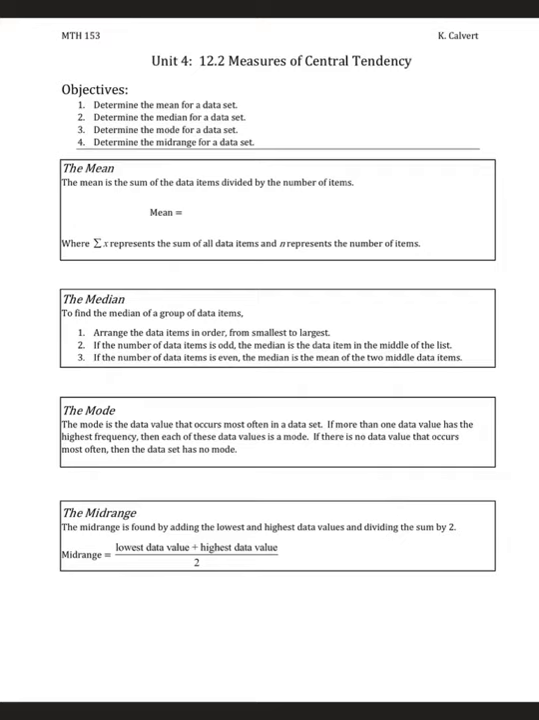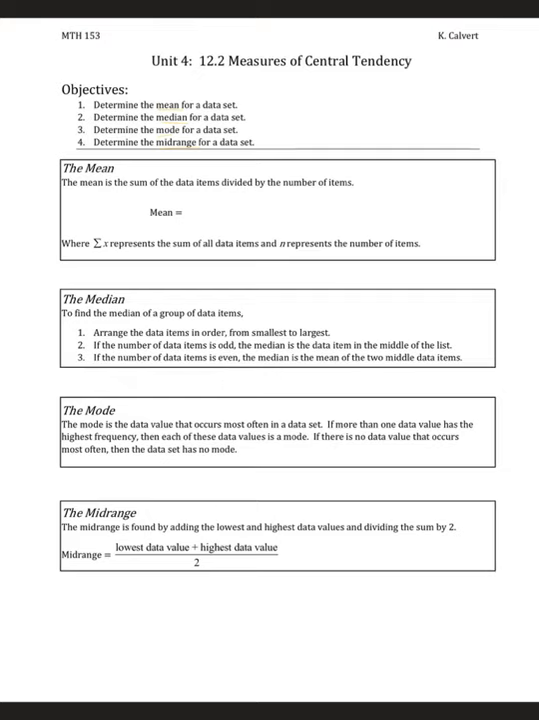Hello, Math 153. What we're looking at in this lesson is 12.2, Measures of Central Tendency. More or less, the gist of this lesson is we are looking at mean, median, mode, and mid-range. Those four different words there. And what they do is they're each a different way to measure data.